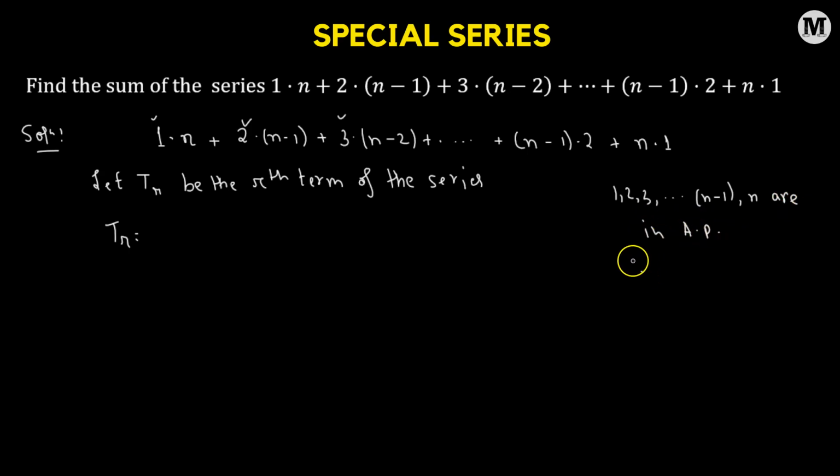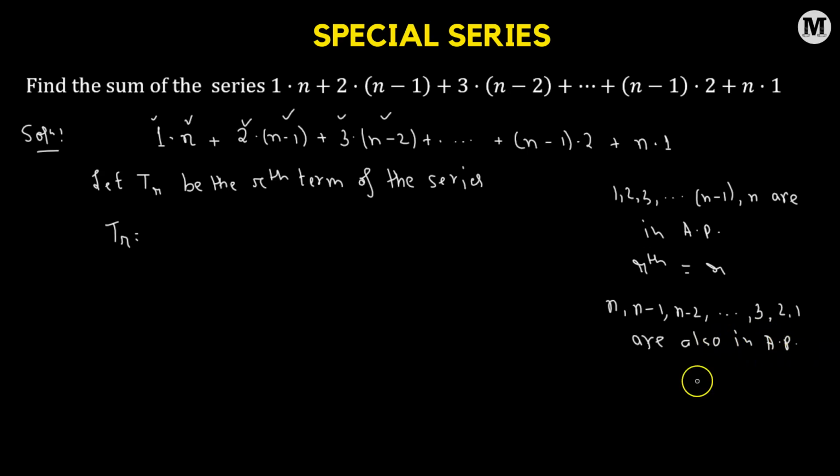Then what is the rth term? The rth term is simply going to be r. Then if we consider the second digit of each of the terms, starting from n, we have n, then followed by n minus 1, and we have n minus 2, goes all the way up to 3, 2, and 1. Now this sequence is exactly the same as the previous one, with the only difference being the terms are written in the reverse order, and also these terms are going to be in arithmetic progression. Now the question comes, what is the rth term of this arithmetic progression?